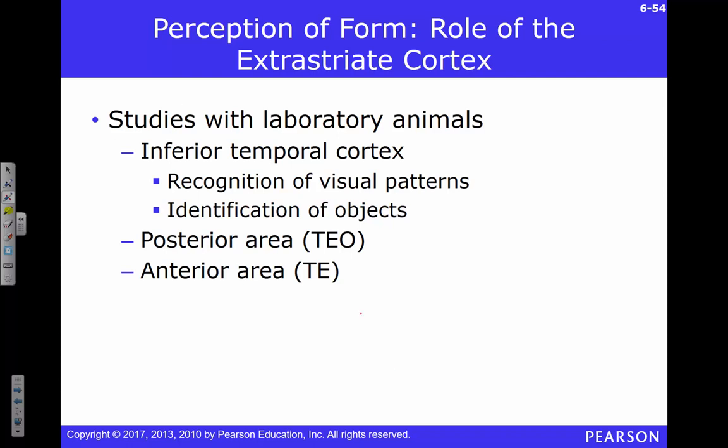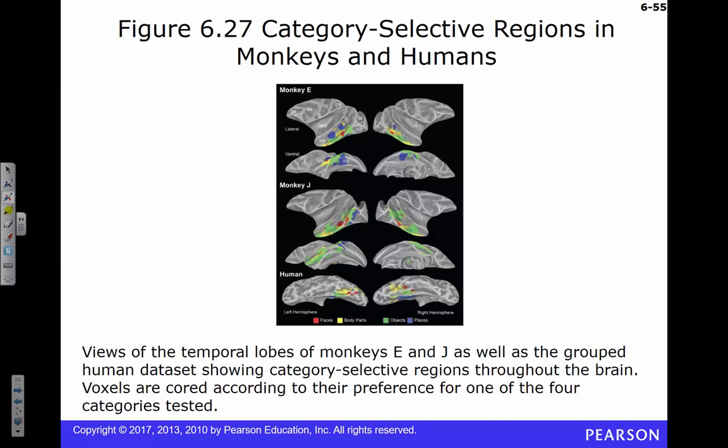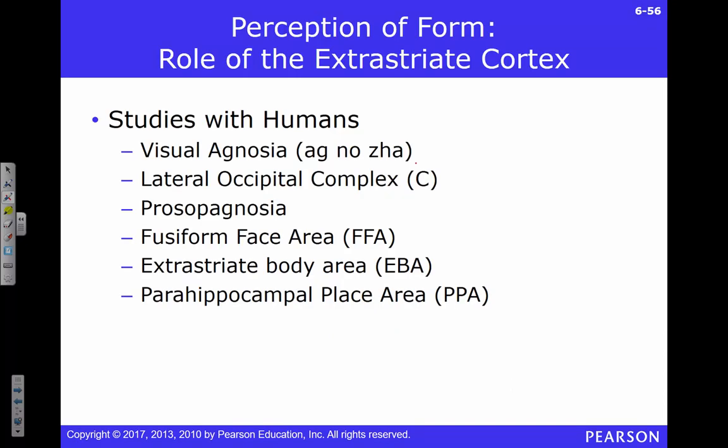Don't worry about this too much, but here are a couple other areas that are responsible for form. Again, what does category selective mean? That means we're saying what it is, right? Because it's a sort of category. Notice where these are all going. They're all going down that ventral path, on the bottom of the brain. This has been rotated about 90 degrees on its side so you can see the bottom of it. That's kind of cool.